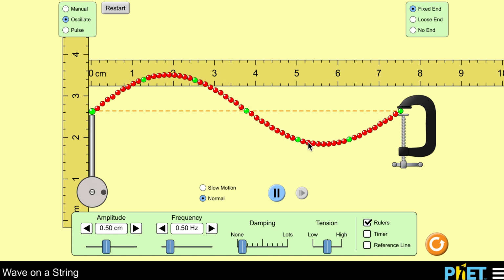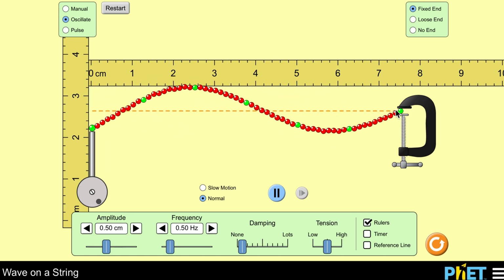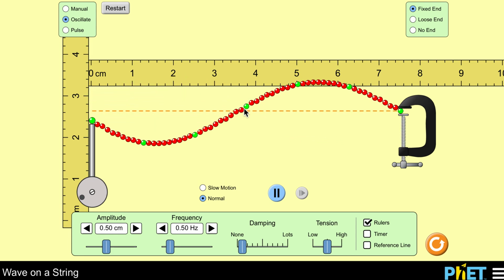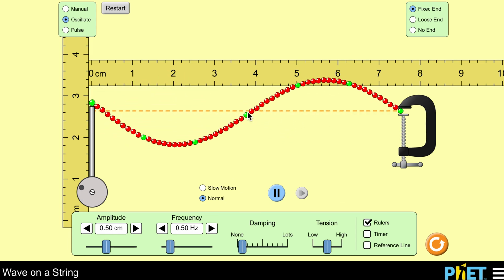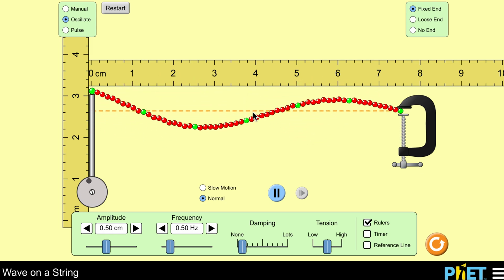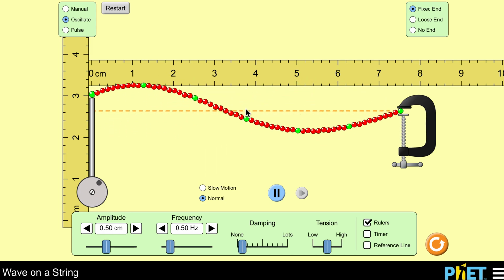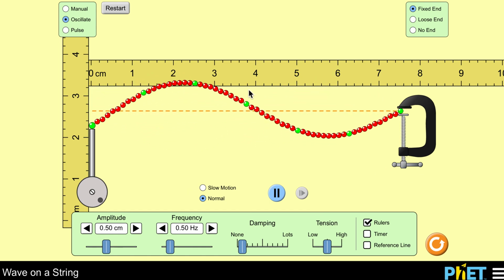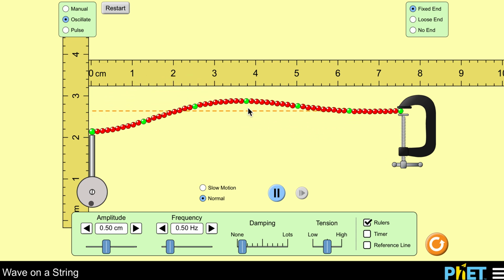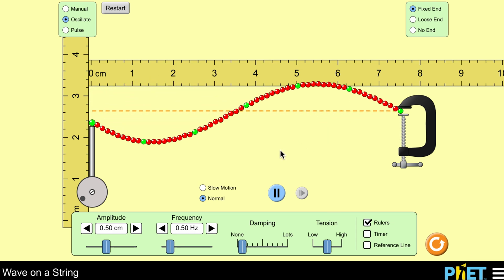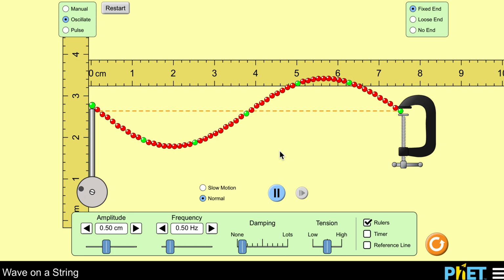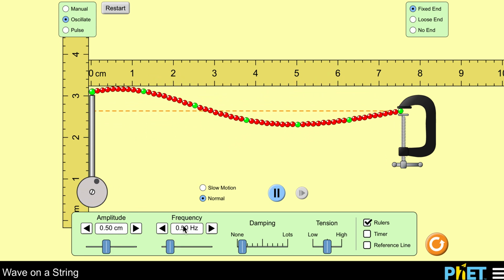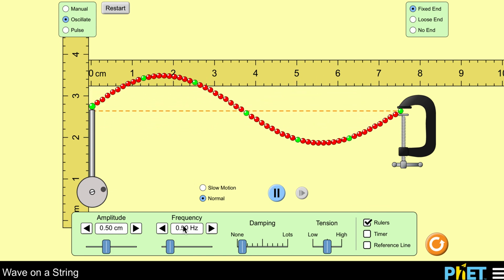Well, if you remember, wavelength is node to node times 2. So in this case, I would take from this node to this node, which is just about half of that distance, half of the 7.5 distance, or 3.75 looks like. 3.75 times 2 is going to give you 7.5 centimeters for wavelength. If I multiply that by 0.5 hertz, I'll get the same wave speed of 3.75 meters per second.